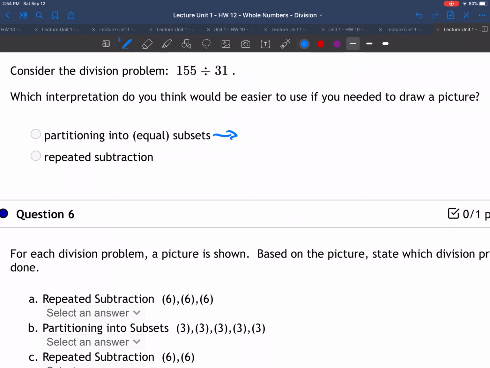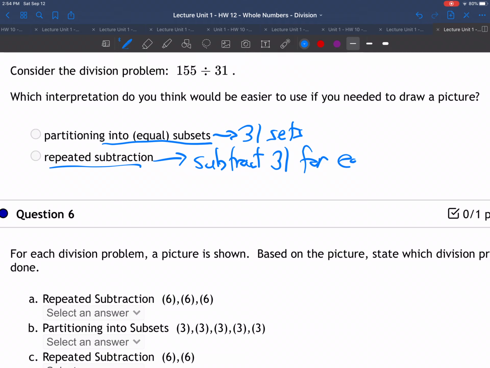Well, if you're going to draw a picture of this, then if you're going to do it the equal sets way, then you're going to need 31 sets. If you're going to do it repeated subtraction, then you're going to need to subtract 31 for each. So you tell me, does that make sense? Would it be easier to draw 31 sets, or would it be easier to subtract 31 for each?